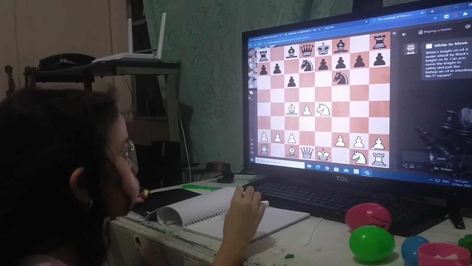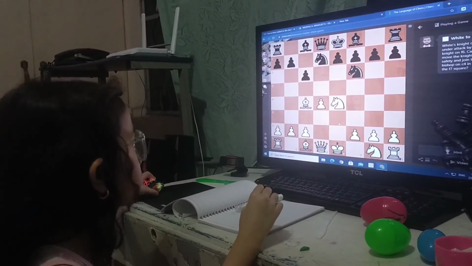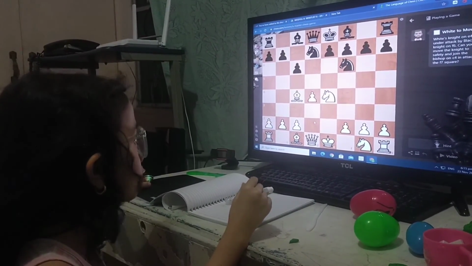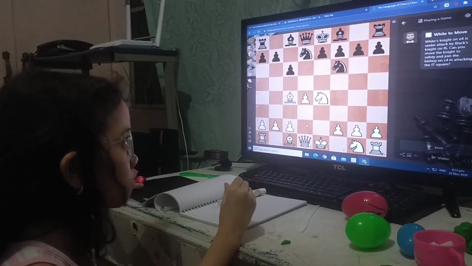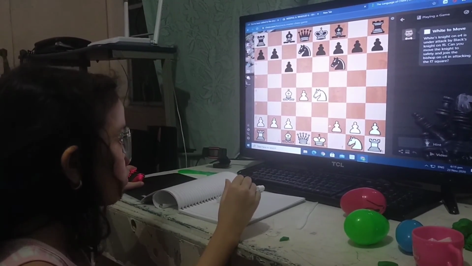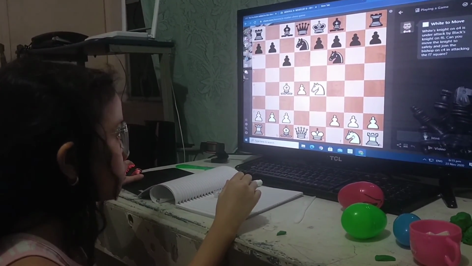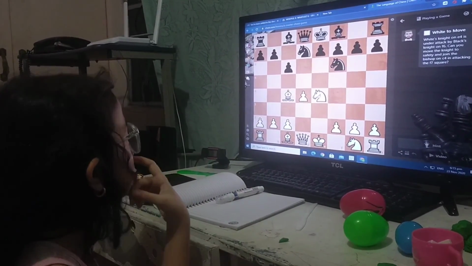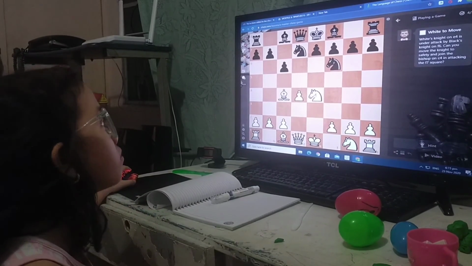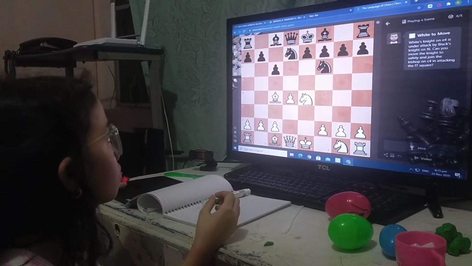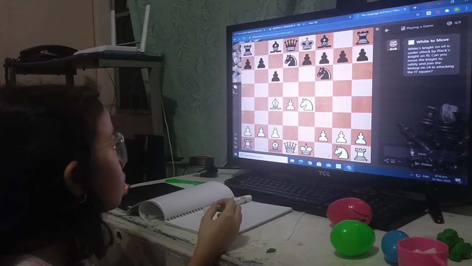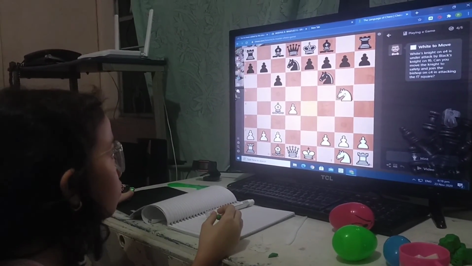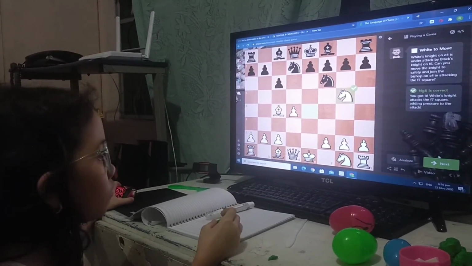Next. Oh. Saan niya pinatalon yung kabayo kanina? Kung naaalala mo yung tinuro niya. Saan daw dapat yan pupunta? Yung nasa knight E4, saan tatalon? Yan. Saan pupunta yan? Sa tinuro niya kanina. Knight. Hindi po kakain ha. Knight G5. Yan. Next.